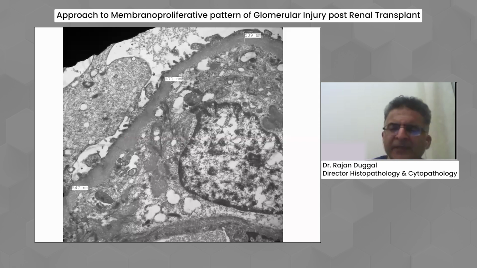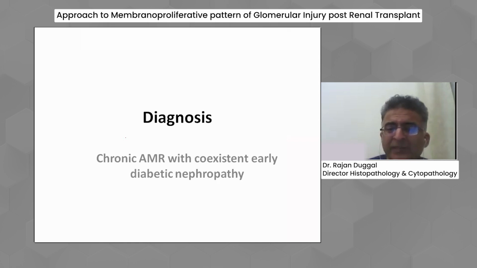Otherwise, on morphology, obviously, we will see microvascular inflammation, which will not be seen in chronic TMA, which will be seen only in chronic AMR. So in this case, the diagnosis is chronic AMR with coexistent early diabetic nephropathy. Why are we labeling there is a coexistent early diabetic nephropathy? Because we have seen that some glomeruli were showing mesangial matrix expansion. The other thing is that we have also seen that there is albumin staining. So presence of albumin staining with mesangial matrix expansion suggests that there is a coexistent early diabetic nephropathy.